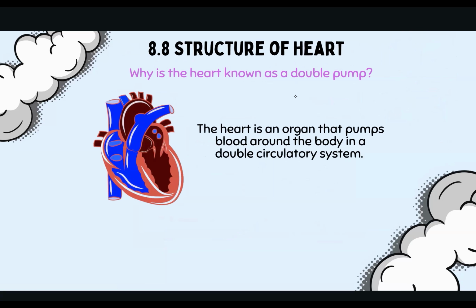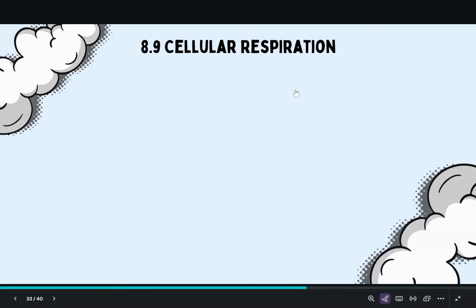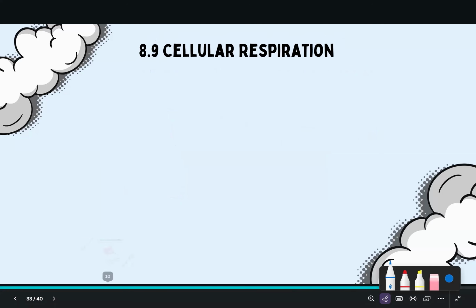So why is the heart known as a double pump? The heart is an organ that pumps blood around the body in a double circulatory system. So what that means is, when the right side of the heart beats, let me change the color so you can see it more clearly.